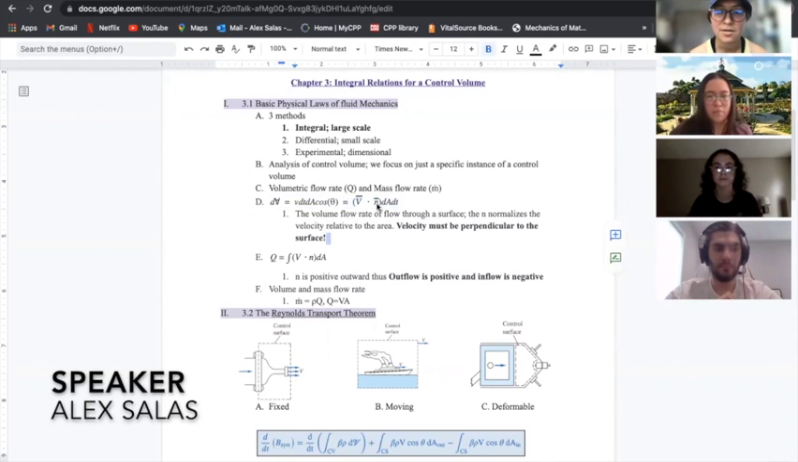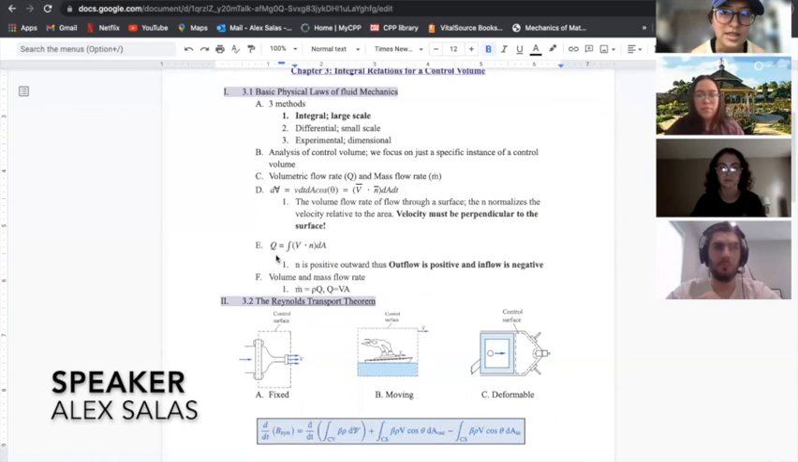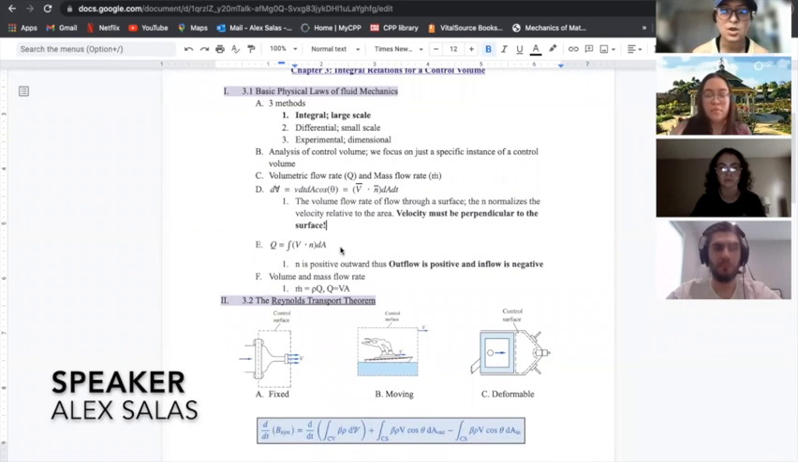And the n portion right there normalizes the velocity relative to the area. So the velocity must be perpendicular to the surface. And then Q, which again is the volumetric flow rate, it has this equation where n is positive outward. So the outflow is positive and the inflow would be negative. And then just relating volume and mass flow rates, we have m dot equals the density times the volume flow rate, and the volume flow rate equals velocity times the area.